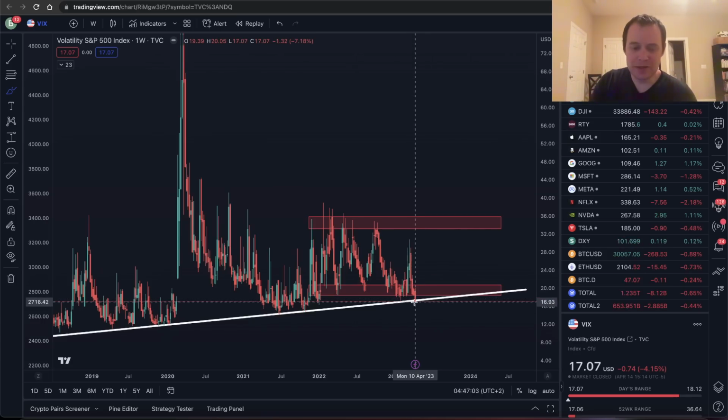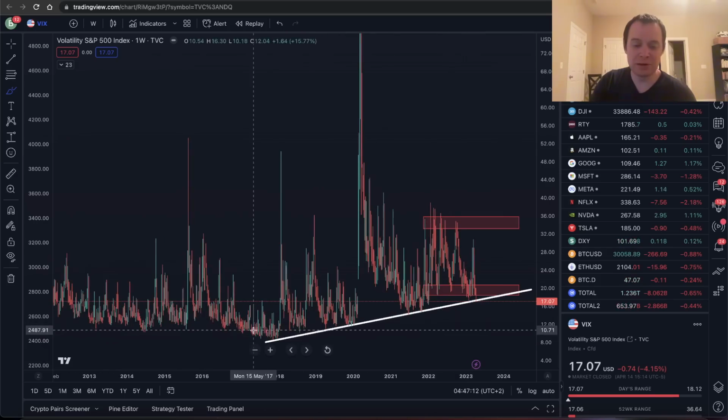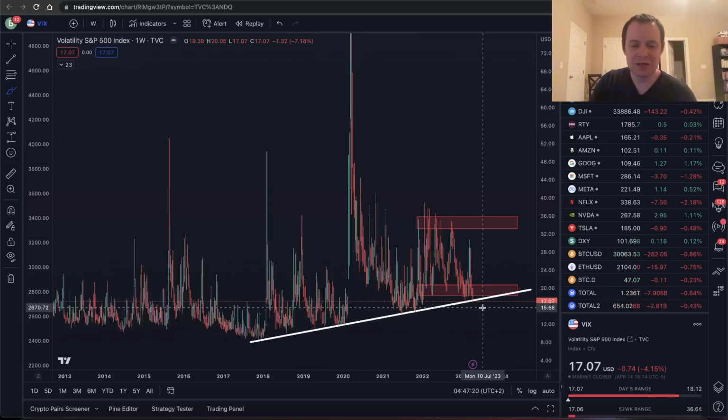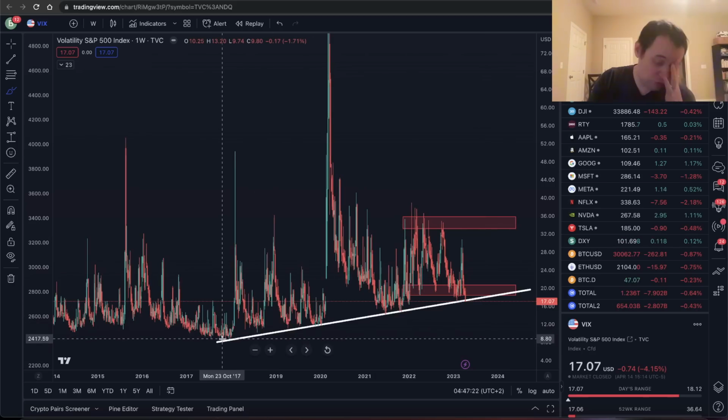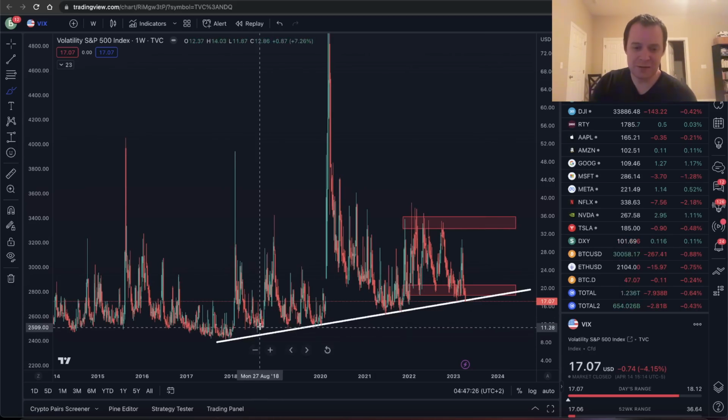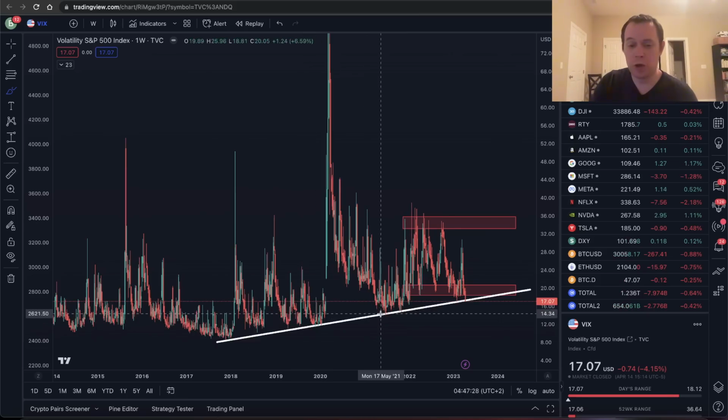This is the lowest level that it's really been at since basically the very beginning of 2022. It doesn't mean that it can't go lower. In fact, there have been periods when we were spending a very long time at volatility levels much lower than 17. But if you look at the trend, at least since October of 2017, the VIX has been putting in higher lows, off and on.